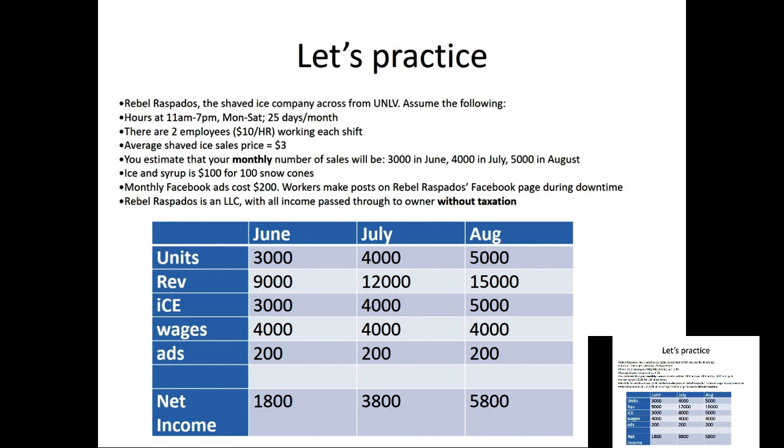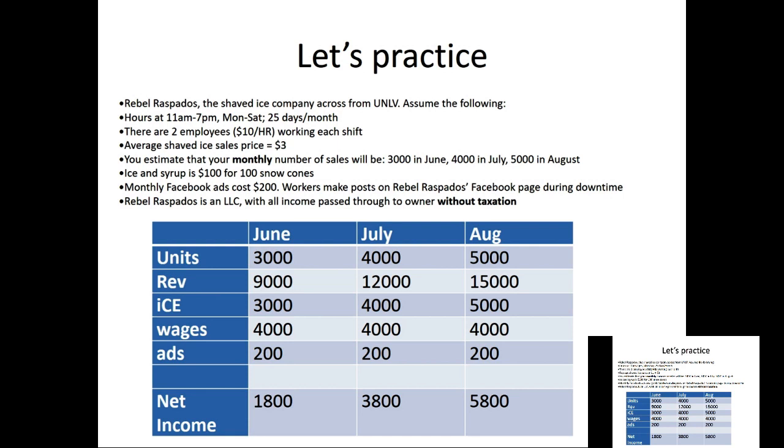And then how much money are you spending? Here I give an assumption that you spend $100 on ice and syrup for 100 snow cones. So that's $1 per snow cone. So if you have 3,000 units, that means that you're spending 3,000 on ice and syrup. If you have 4,000 units, you spend 4,000. 5,000 units, you spend 5,000. So that's an expense that you're going to take out of that revenue.